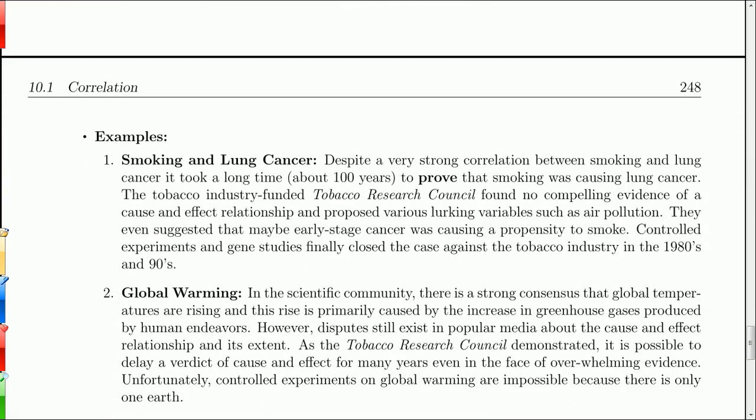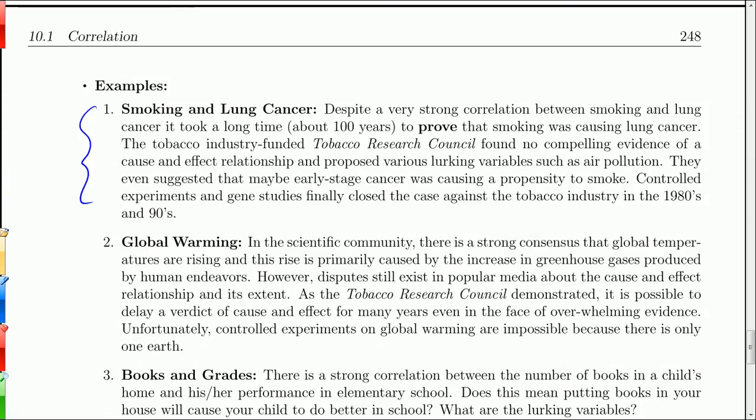Okay, here's some examples. Despite this very strong correlation between smoking and lung cancer, which was known for about 100 years, it took about 100 years to prove that smoking was causing the lung cancer. Because they really had to prove it in a court of law. It had to be a closed case. They really had to prove it. And it took about 100 years to develop the methodology to make that case.